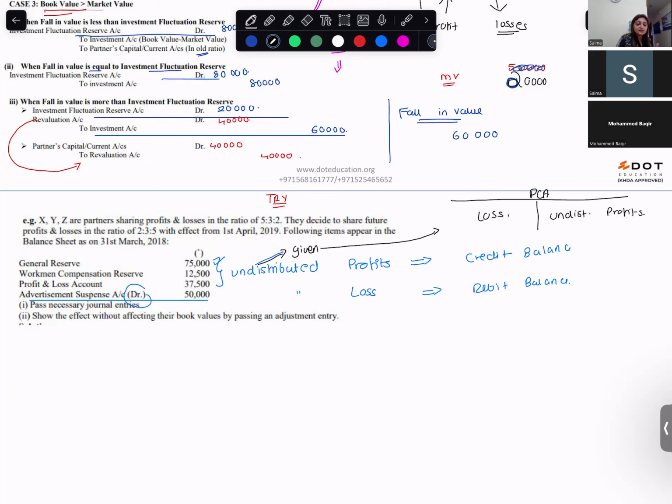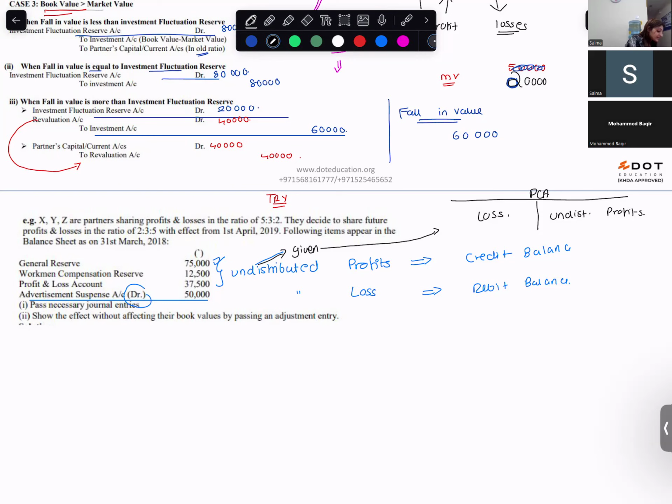When do you do this? When it's not mentioned, and when there's a change in the structure. That means if the profit sharing ratio has changed, if there is admission of a partner, retirement, death, dissolution, in that case you do this. Okay, yes, ma'am.